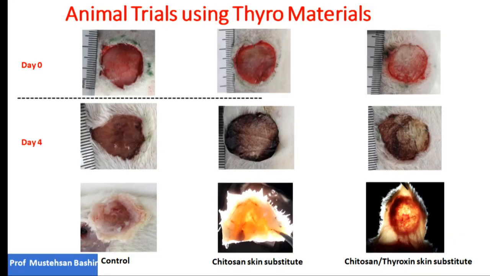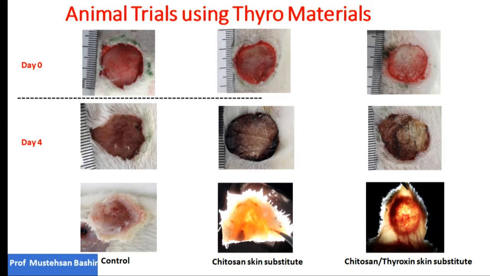So on day 0, you can see that we made this full thickness wound in a rat, and we sutured this simple chitosan, and this was chitosan with thyroxine. So on day 4, from this middle row, there is not much information. We can only see that it is attached very well to the wound.